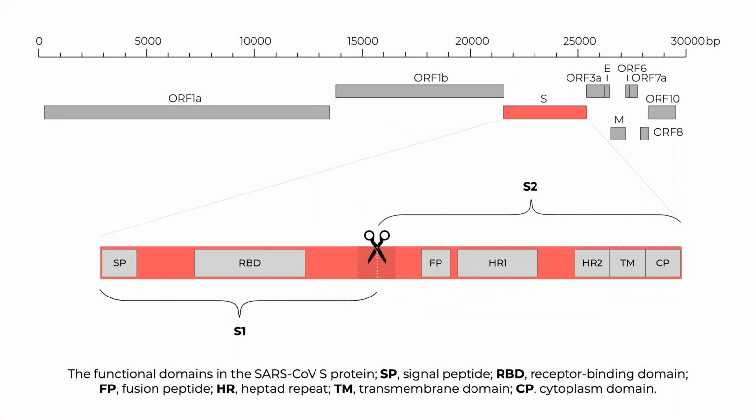So what are these functional domains that we'll talk about in terms of this glycoprotein? The glycoprotein is encoded in this S gene. This is the gene sequence. And the specific domains are mapped onto the sequence in the following way. We have the S1 and the S2 components. And then within the S1, there are the signal peptide, receptor binding domain. And in the S2, there's a fusion peptide, HR repeat, heptad repeats, transmembrane domain, and the cytoplasm domain.